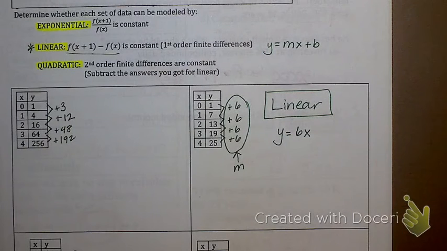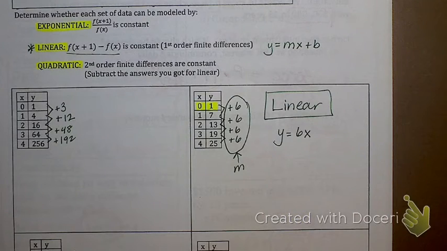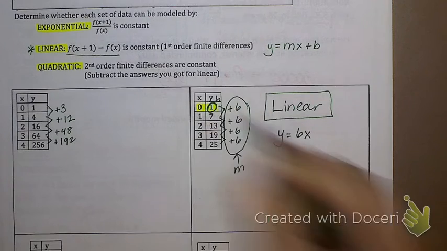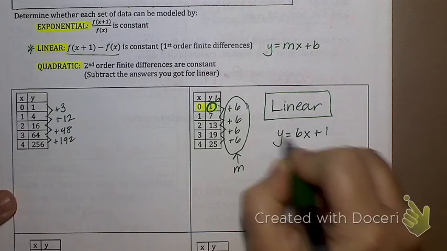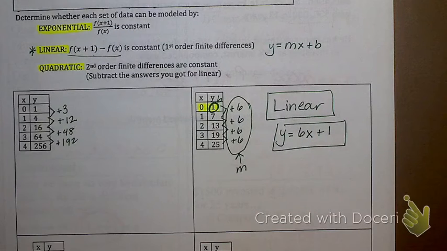How do I find b? When you graph a line, b is your y-intercept. What do you know about a y-intercept? You get a y-intercept when x is 0, right? So what's my y-intercept? My b value is 1. So that's the linear equation that describes this data right there.